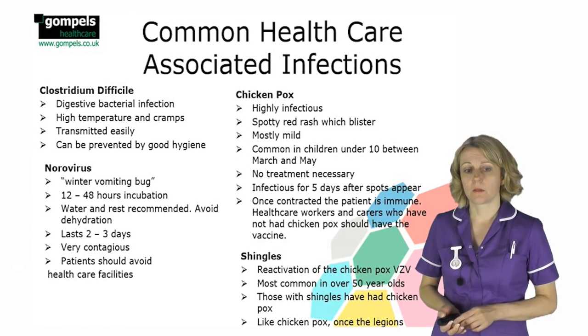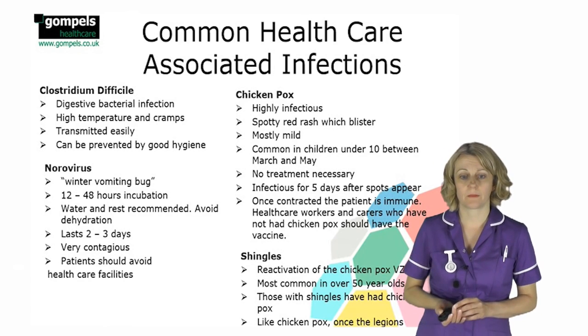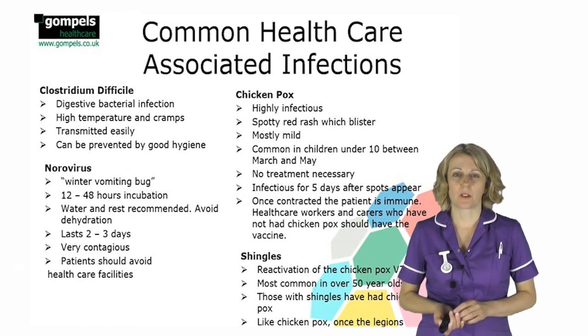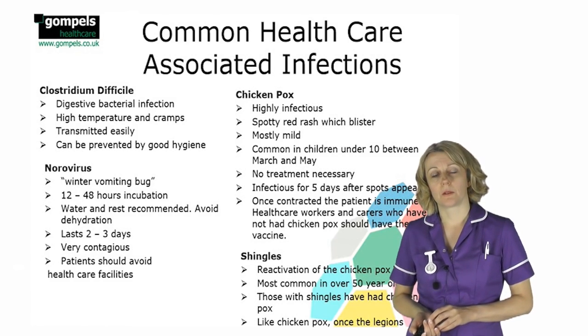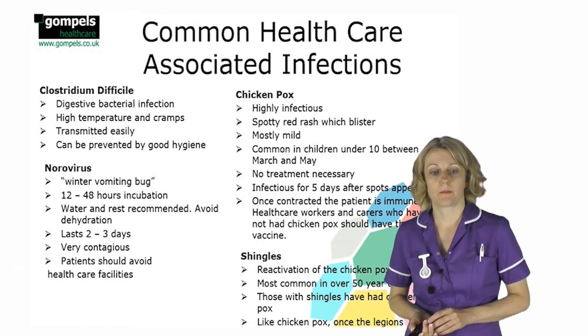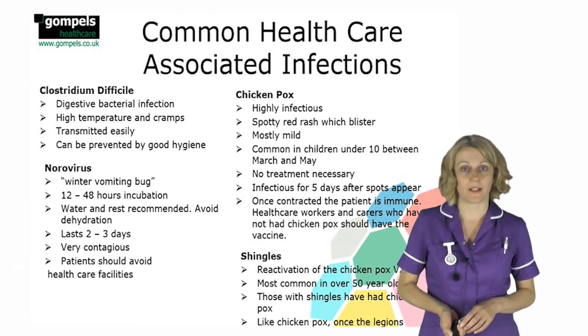Shingles occurs when the patient suffers reactivation of the chickenpox virus, and it's most common in individuals over 50. People who have shingles have previously had chickenpox, and once the lesions have scabbed over, then they're no longer infectious.